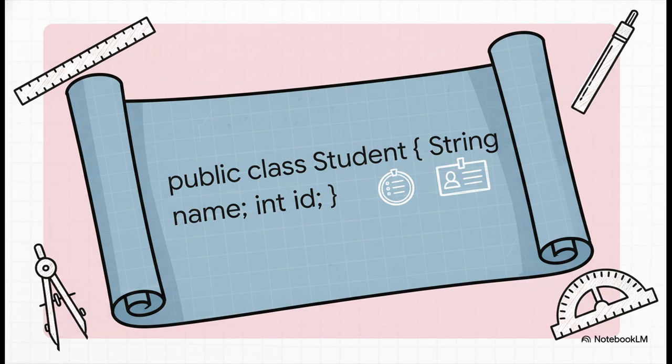This student class is basically a rule book. It says, hey, any student we decide to create must have two things: a name, which is going to be some text, and an ID, which will be a number. That's the plan, laid out clear as day.